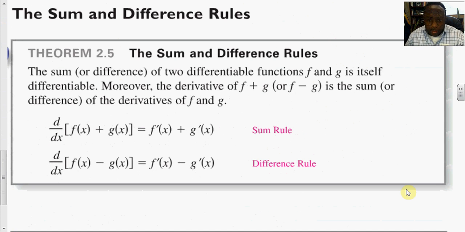The sum and difference rules for the derivative. Here the derivative with respect to x of the sum is equal to the sum of the derivatives. Again, the derivative of the sum is equal to the sum of the derivatives. The derivative of the difference is equal to the difference of the derivatives.